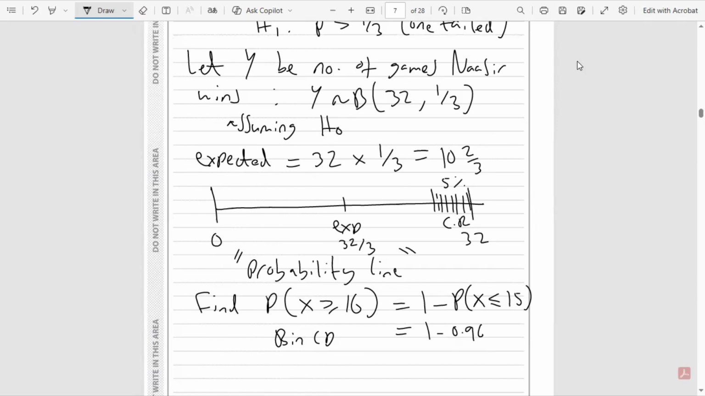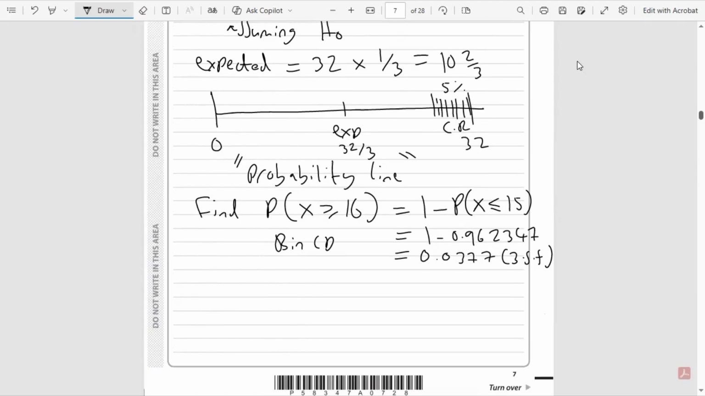0.962347 to 6 decimal places. So 1 minus that number there will give me 0.0377 to 3 sig figs, we'll say. So about 3.7%, 3.8%. Now that is less than 5%.